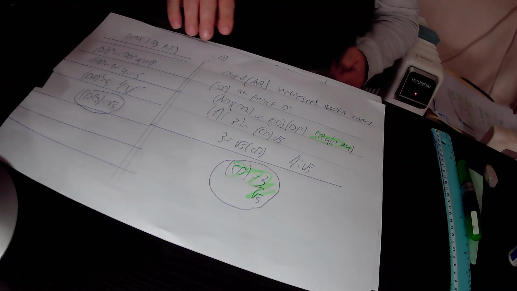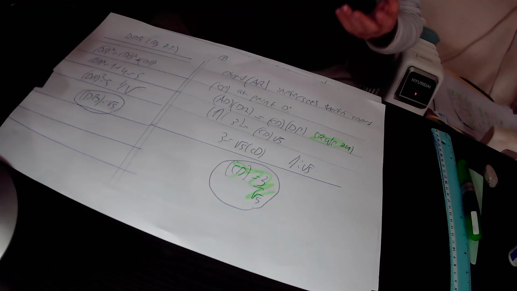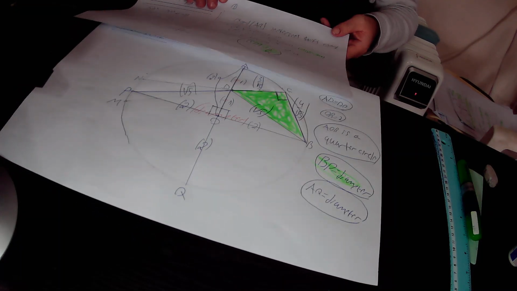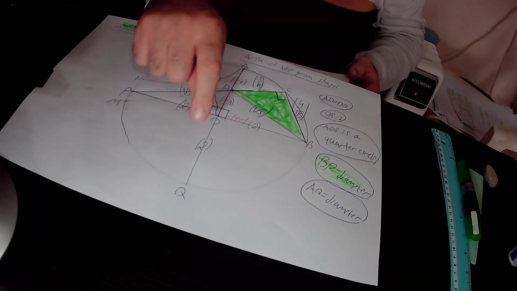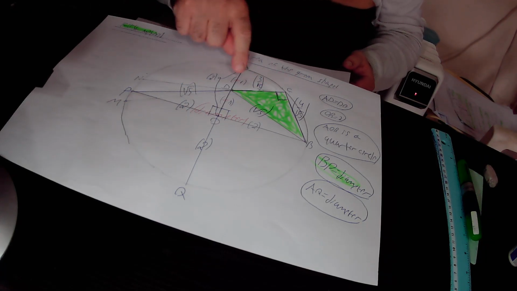Then again, chord AQ intersects with chord CP at point D. So all the requirements of rule 24 are satisfied, and therefore we can implement rule 24. According to rule 24, the following equation is true: AD times DQ equals CD times DP. Again, AD times DQ equals CD times DP.